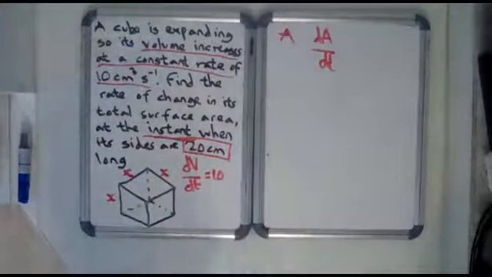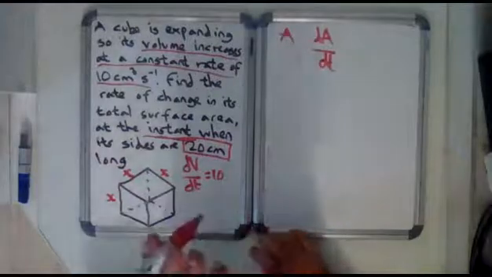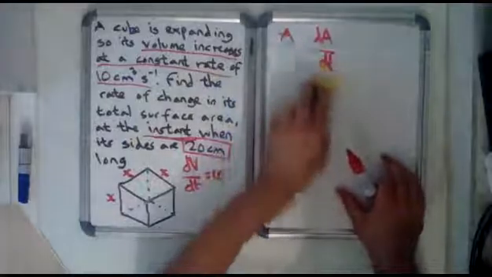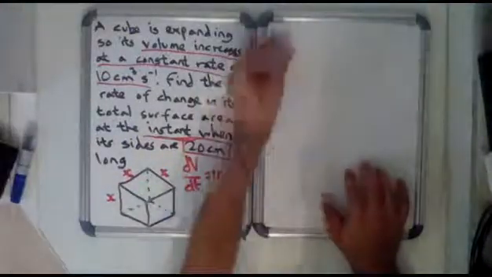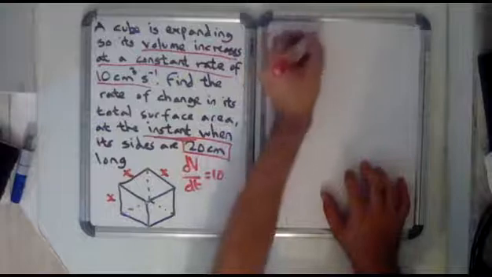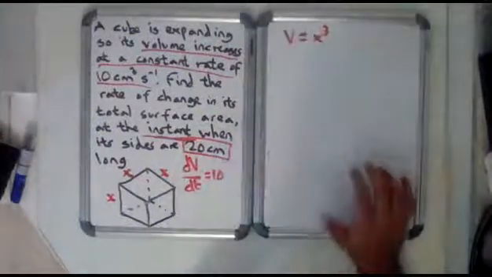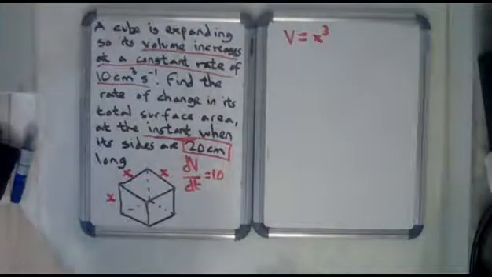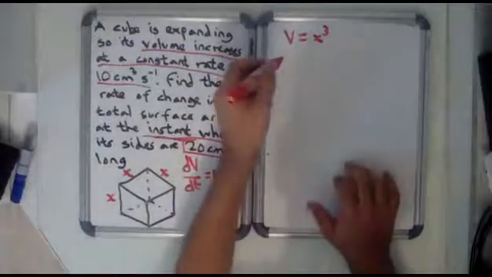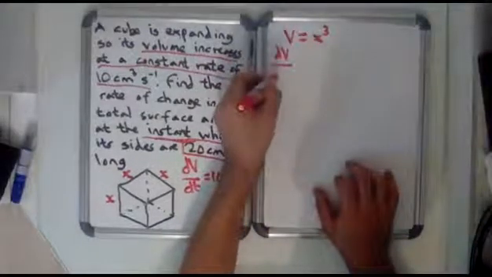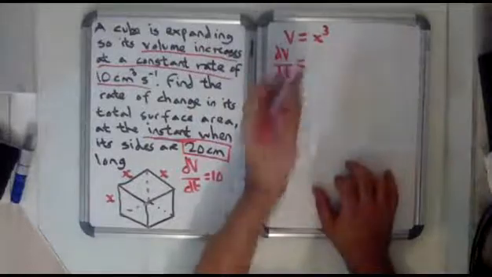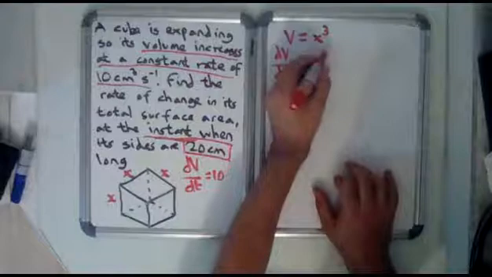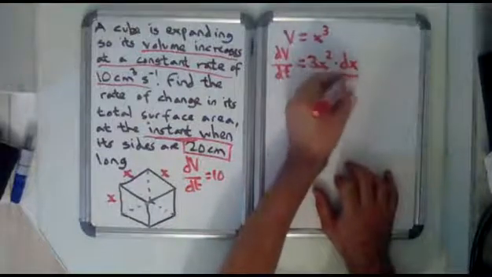With a question like this, if you don't know how to get started, just write down whatever you potentially know. So we know that V equals x cubed. That's a good start. Volume of a cube is x cubed. Then you could potentially differentiate that with respect to time. So dV by dt is going to be 3x squared dx by dt.